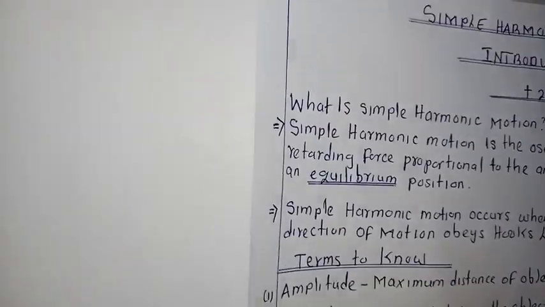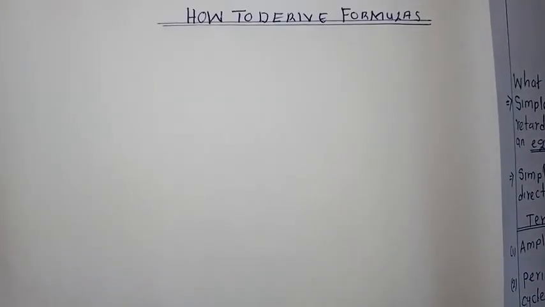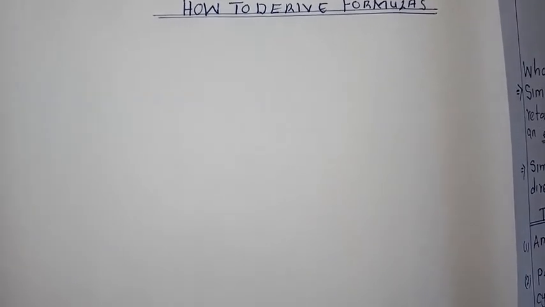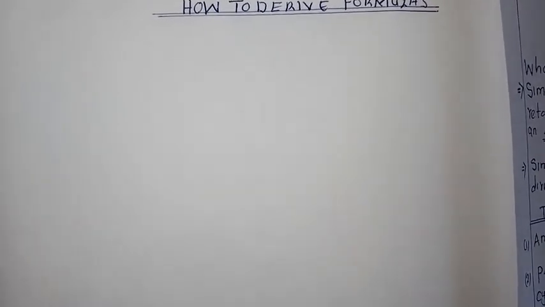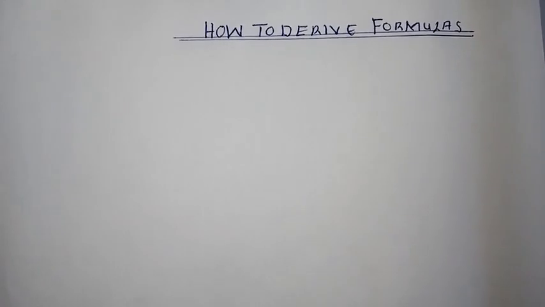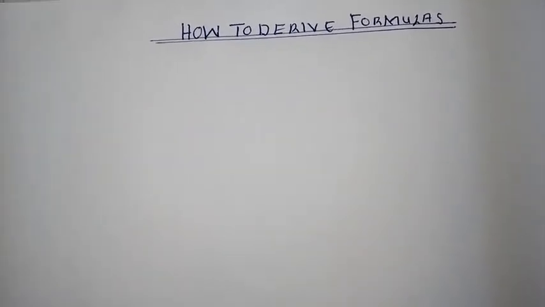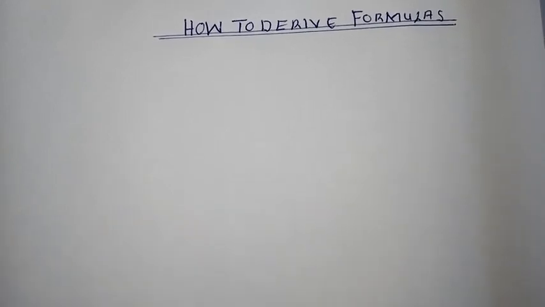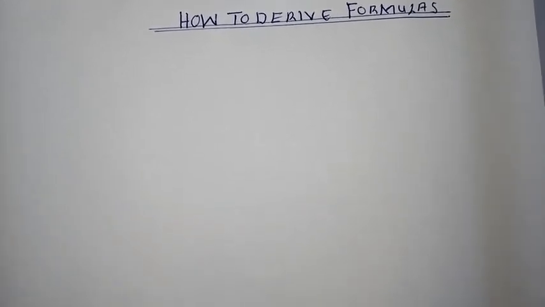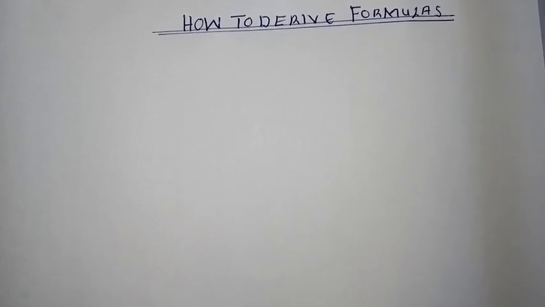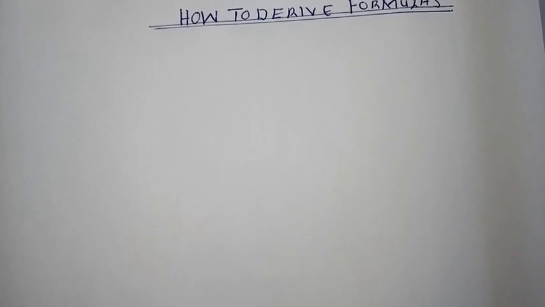All right, let me just put my papers in order. So, how to derive formulas. The first thing that we'll do is learn how to derive the formula for the total energy, because that is where we get almost all the formulas. Remember, we need energy to stretch a spring, so we'll start from there.